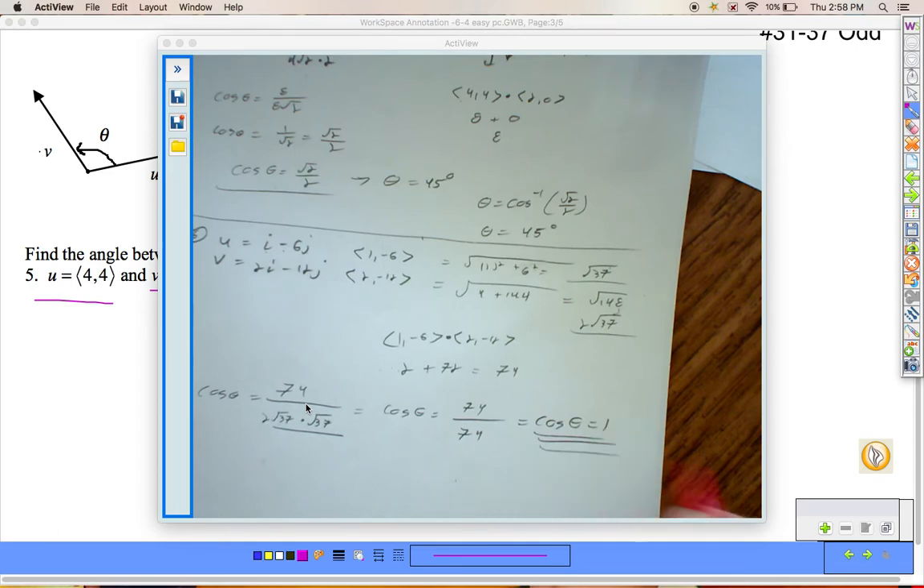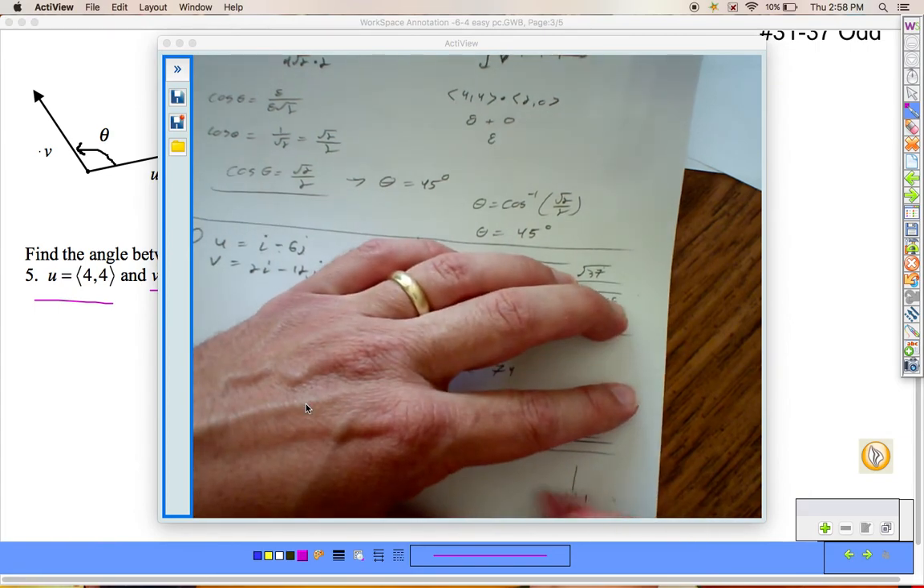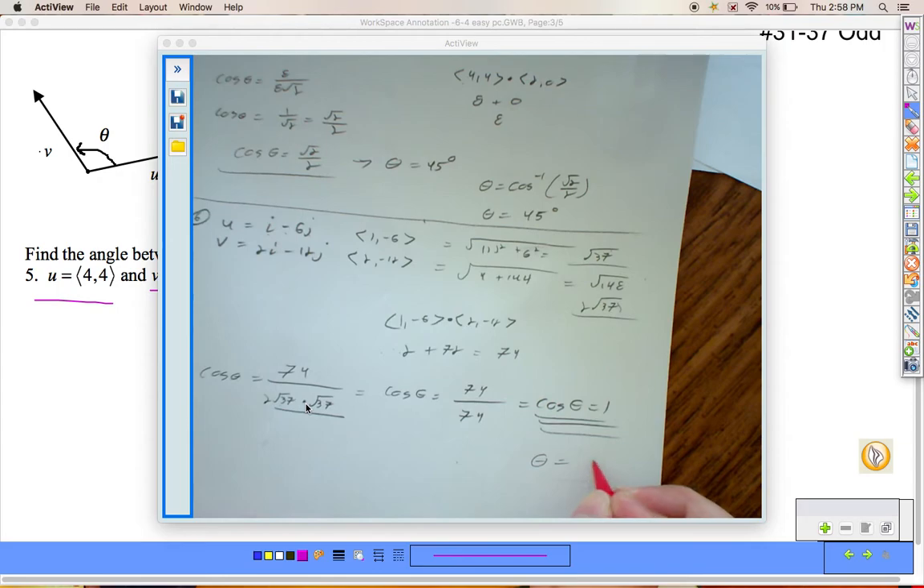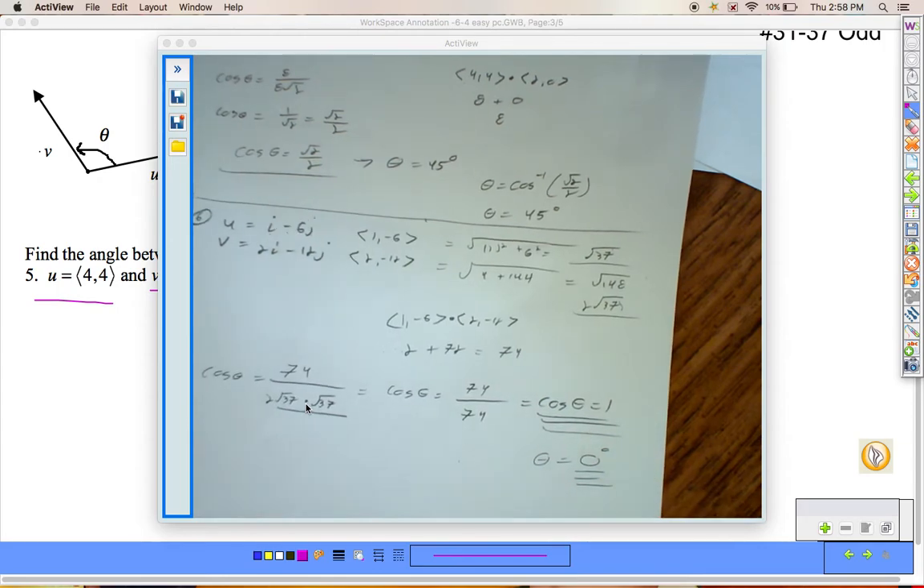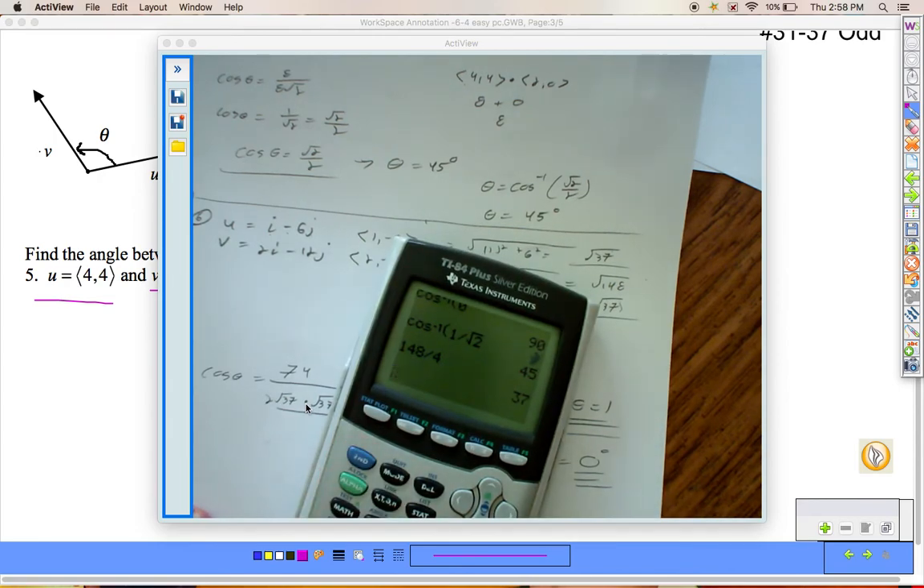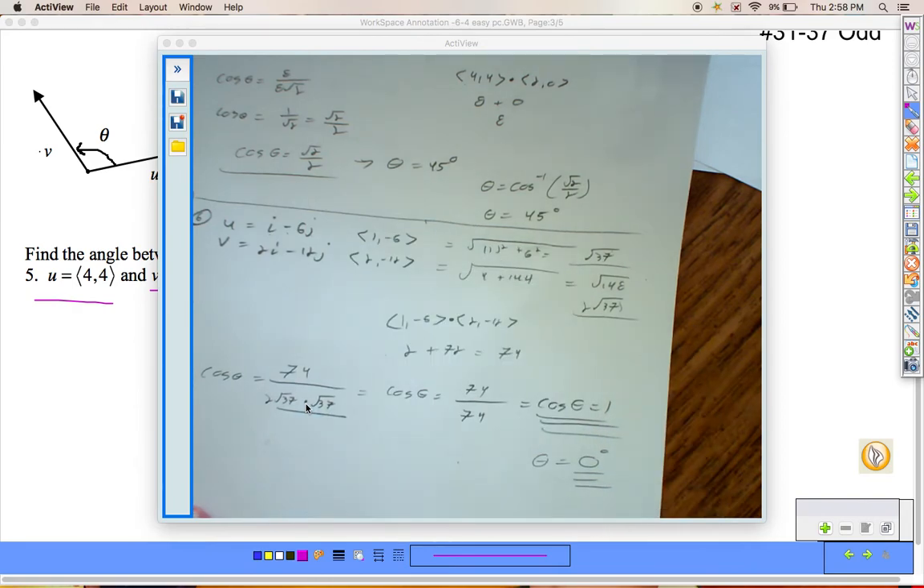So that's what I'm working with. 1's another good value. Cosine of theta equals 1. Where's my x value 1? That's when my theta is the angle 0 degrees. Inverse cosine of 1 still gives me my 0 degrees.